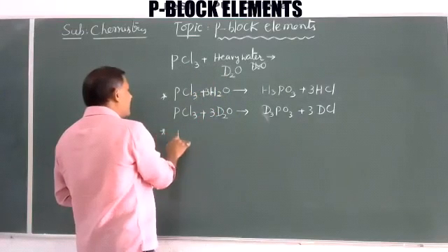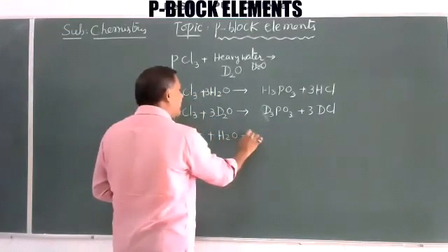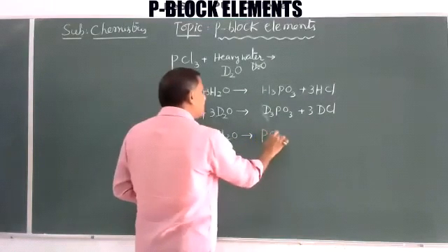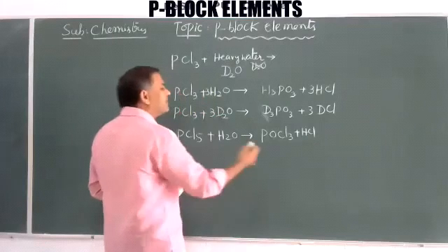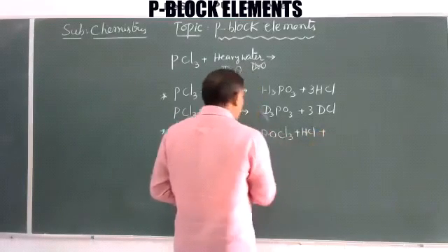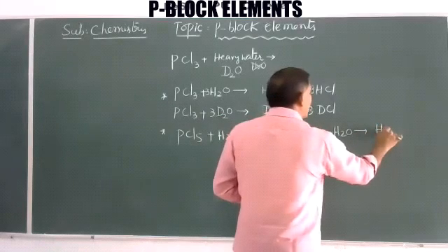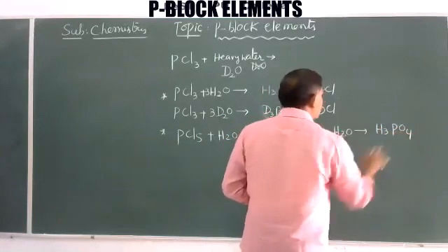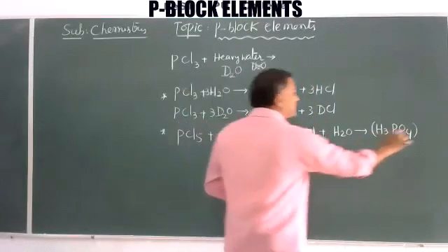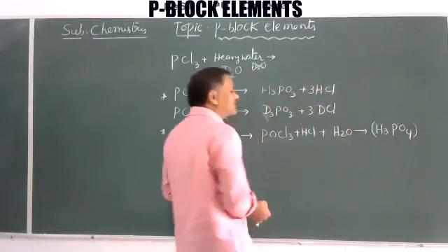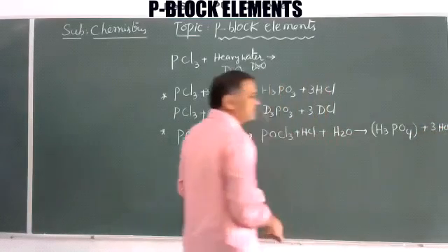Similarly, PCl5 reacts with H2O on hydrolysis. First it gives POCl3 plus HCl. Then it is again reacted with an excess amount of water, H2O, and it gives H3PO4, phosphoric acid, plus again 3HCl is formed.